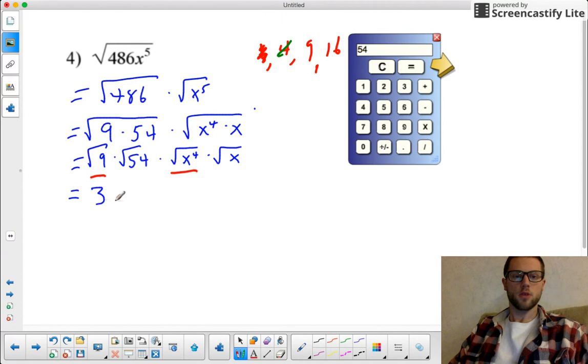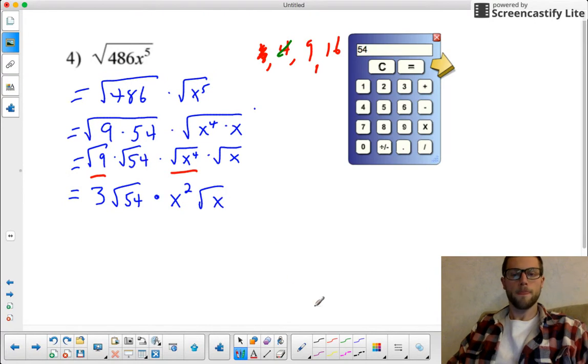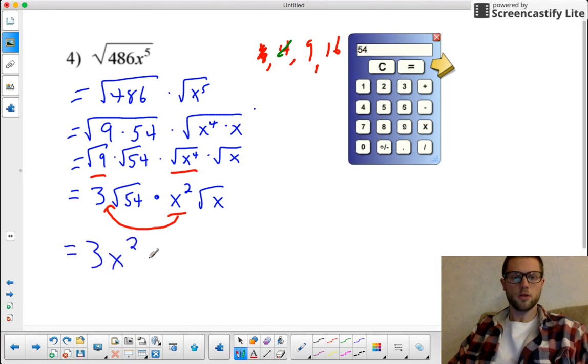This becomes 3 times the square root of 54 times the square root of x to the fourth, which is x squared, times the square root of x. Then, like I said, I can rearrange all this stuff since this is multiplication. So I'm going to move my x squared in between the 3 and the root 54. What I have here then is 3x squared times the square root of 54x.